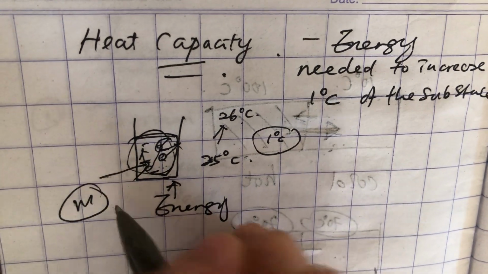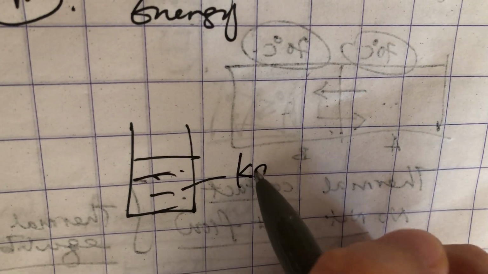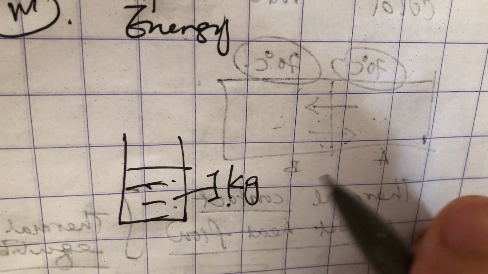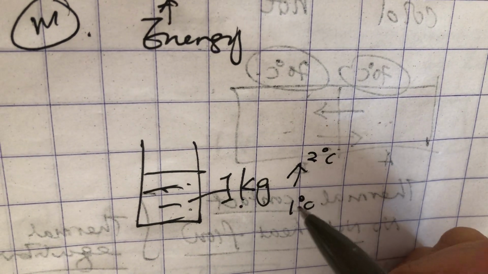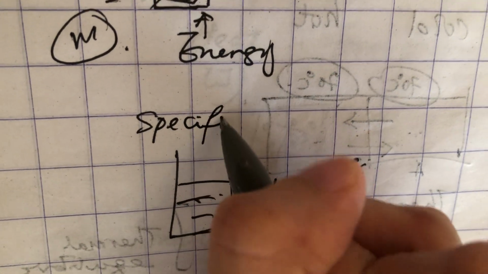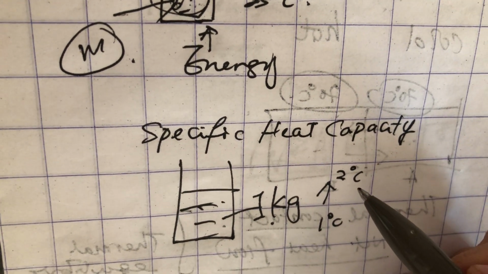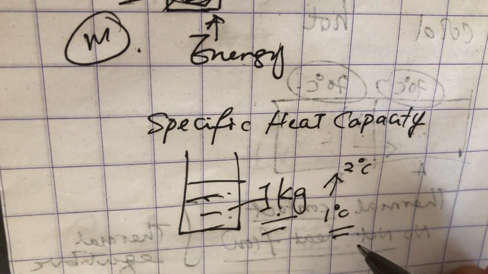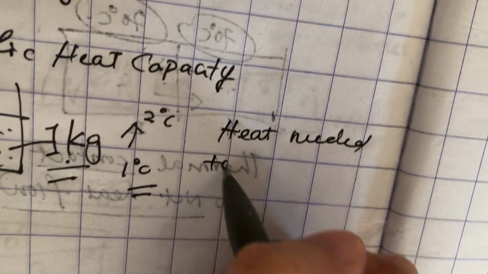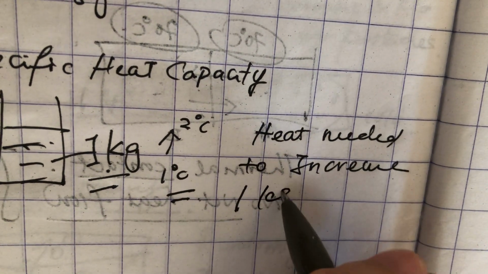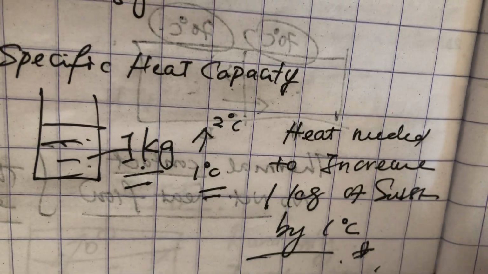So to make it more stable, we have to consider the mass of the water, right? Let's say now I have 1 kg of water. The energy supplied to heat the water from 1 degree Celsius to 2 degrees Celsius, we always take 1 degree Celsius change. That is what we call specific heat capacity. So specific heat capacity is the amount of heat or energy needed to increase 1 kg of substance by 1 degree Celsius. I hope that you understand. I repeat, it is the heat or energy needed to increase 1 kg of substance by 1 degree Celsius. That is what we call specific heat capacity.